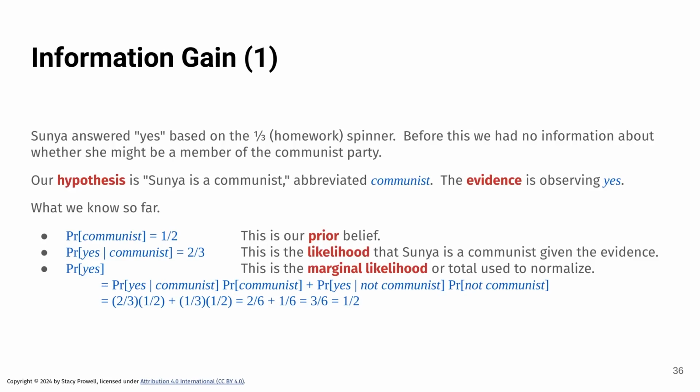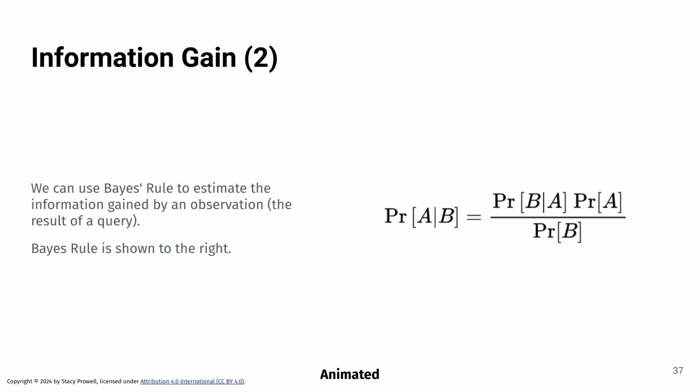I use my prior information. So the probability of yes, given that she's a communist, is still 2/3. The probability that she's a communist is 1/2. So I multiply those two together and get 2/6. The probability that she says yes, given she's not a communist, is just 1/3. And the probability she's not a communist, again, 1/2, because I don't know. And so that would give me 1/6. So I add 2/6 plus 1/6, which is now 1/2. And so that's my marginal likelihood that I will use to normalize. What do I do with these numbers? I plug them into Bayes' rule.